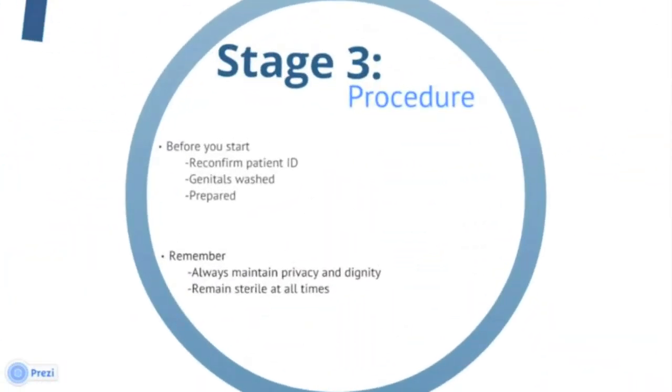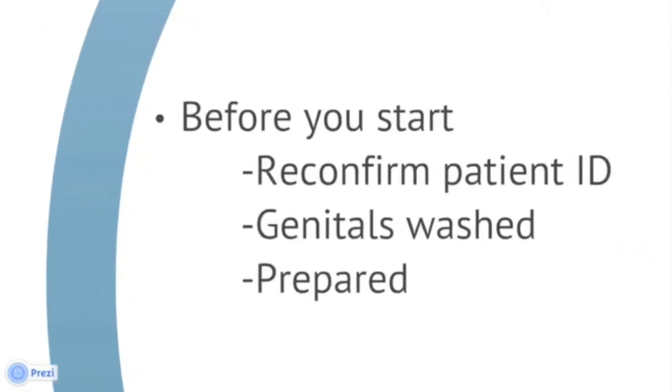Stage 3 involves performing the procedure itself. This video will demonstrate how to gather the equipment seen in Stage 2 and correctly perform catheterization. Before you start, reconfirm patient ID, ensure that they have washed their genitals and that you and the patient are prepared. For the purposes of this video, we will start with a clean trolley. Our videos on venipuncture and cannulation demonstrate this cleaning process.